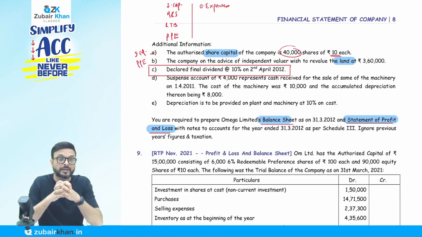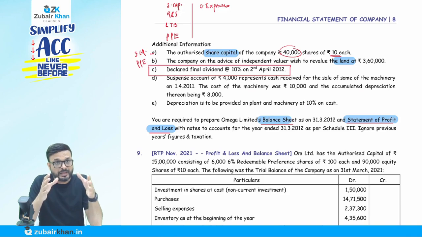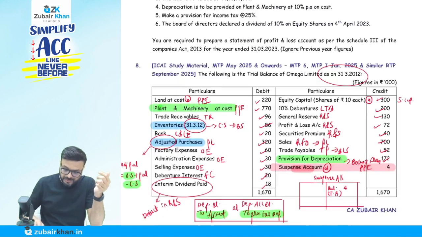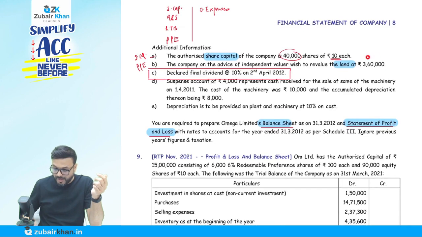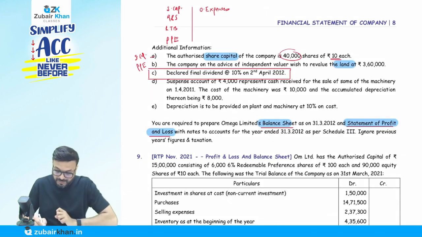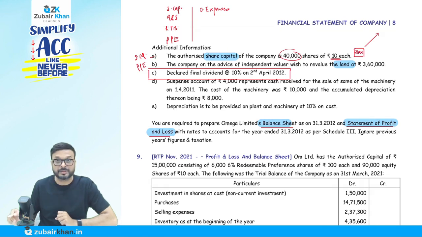Accounting standard 10 basically gives us the permission to increase or decrease the value of the asset. What does it mean? As they have given the example here in the question, they have mentioned the land. So suppose we have land, and the land is appearing in my books of account at 2,20,000. How much is it? 220,000.